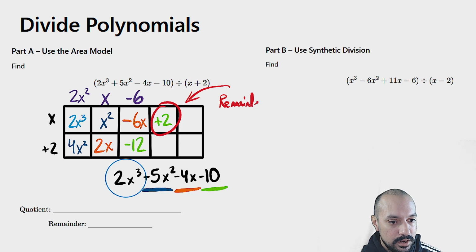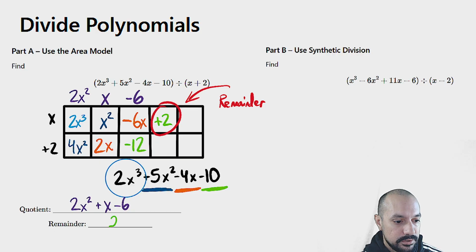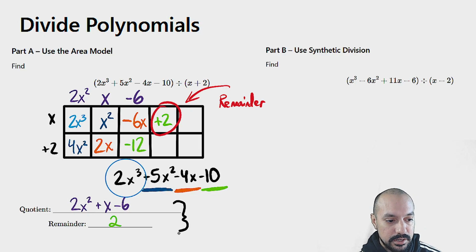Since I'm all done creating the dividend, anything that's left over is considered our remainder. So my quotient is 2x squared plus x minus 6. My remainder is 2. And if we wanted to write this out as a single expression, we would say 2x squared plus x minus 6 plus, and then our remainder is still being divided by that x plus 2.